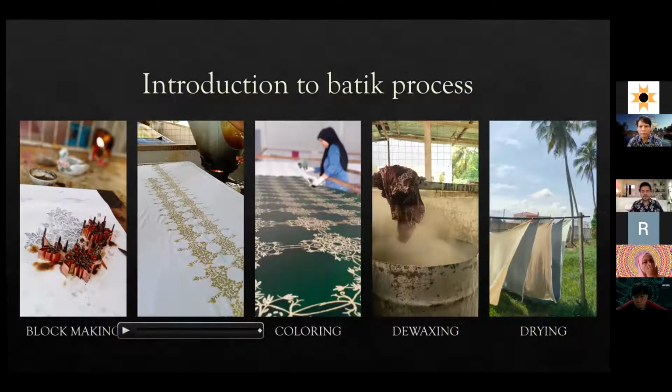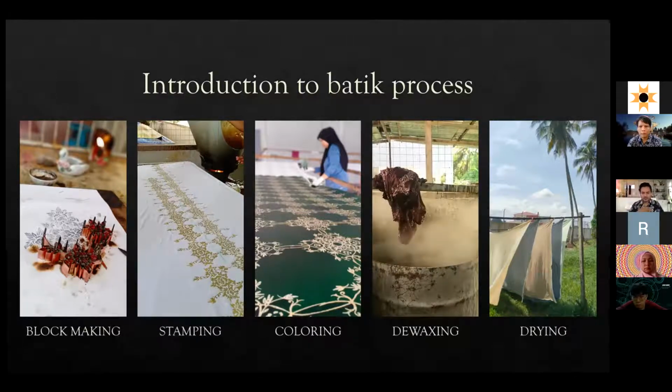And then after the stamping process, we go into the coloring process. Coloring is quite basic. It's like watercolor. Sometimes we use natural dyes, sometimes we use chemical dyes, but it's in liquid form, and then we apply it on fabric. Sometimes we use a brush, sometimes a sponge, sometimes we just dip it into the color. And then after coloring, we let it dry, and then we go into washing and de-waxing.